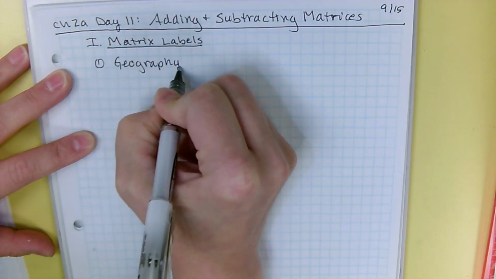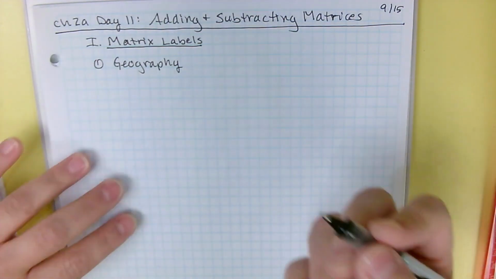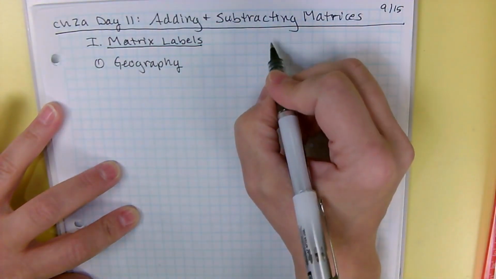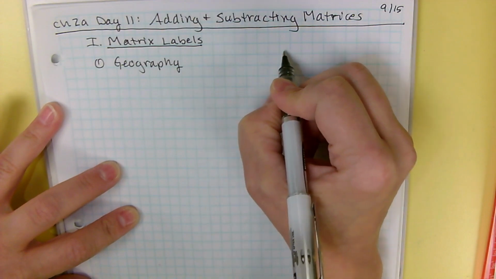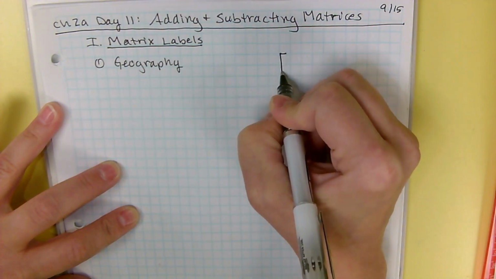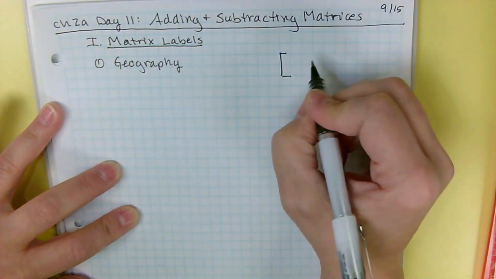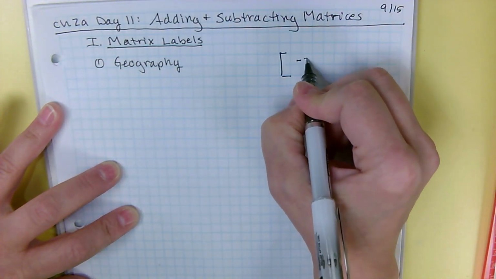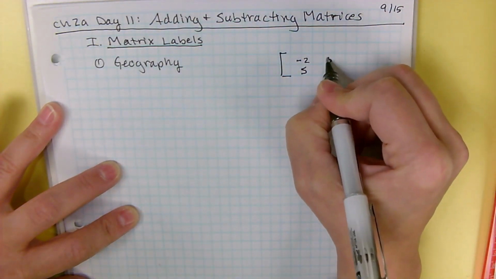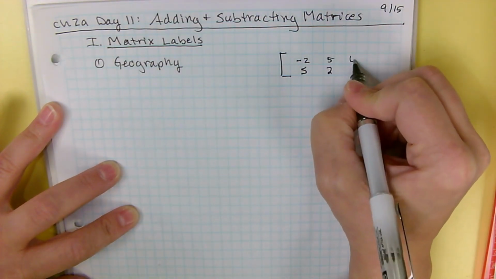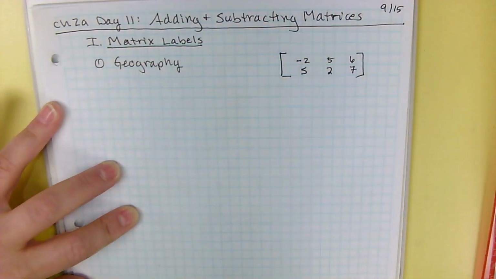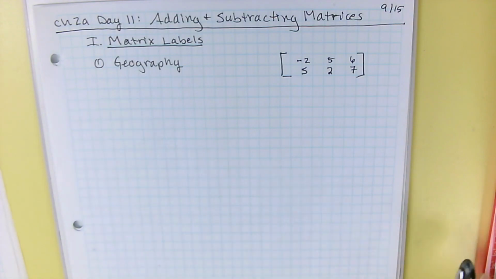What is the geography of a matrix? So come over here on the side, and we're going to draw ourselves a matrix. A matrix has brackets, and then it has rows and columns of numbers. So -2, 5, 5, 2, 6, 7, and then another bracket. So write that down. So that is a matrix. It's rows of numbers, columns of numbers in a bracket form.